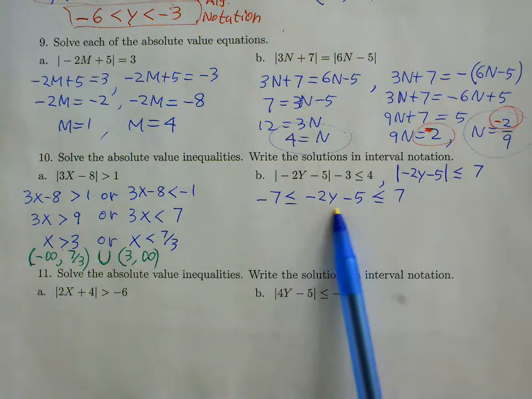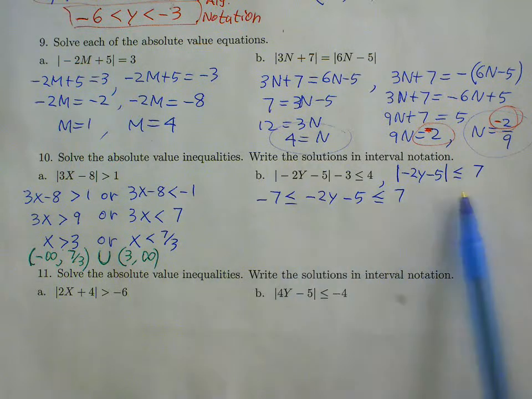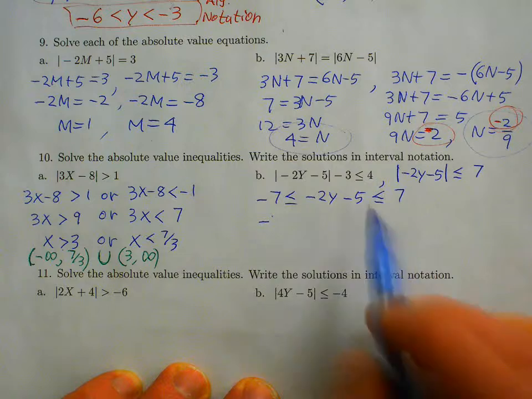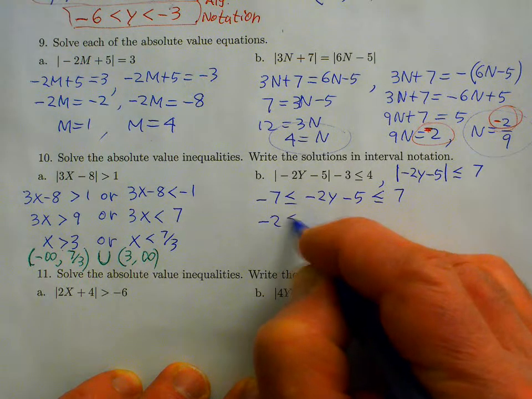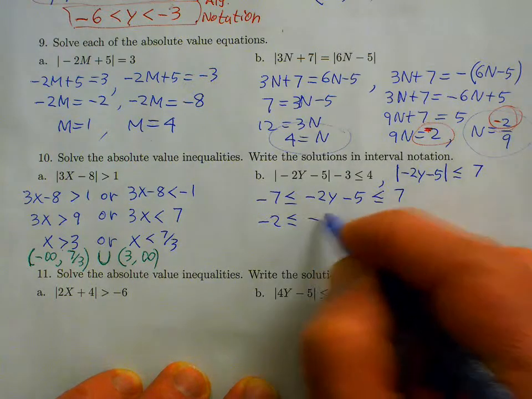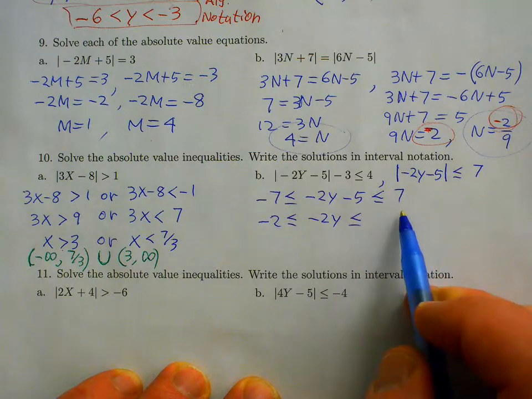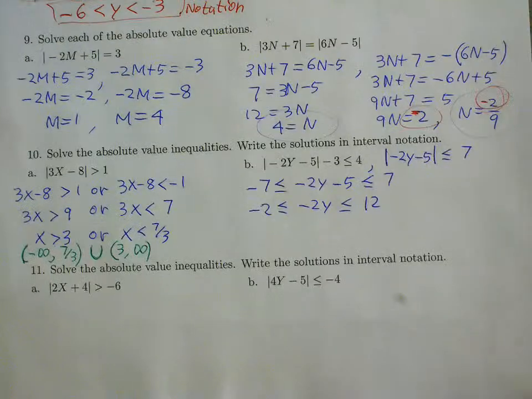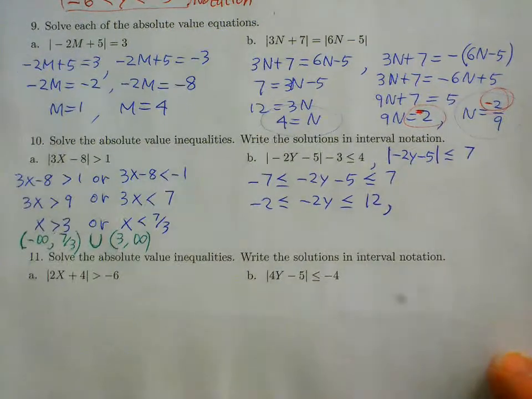Okay, so we want to solve this for y, so we'll add 5 to all three parts to start with. And we'll get, we're adding 5, so -7 plus 5 is -2. In the middle, -2y minus 5 plus 5 is just -2y. And 7 plus 5 is 12. Okay, we're ready for the next step.